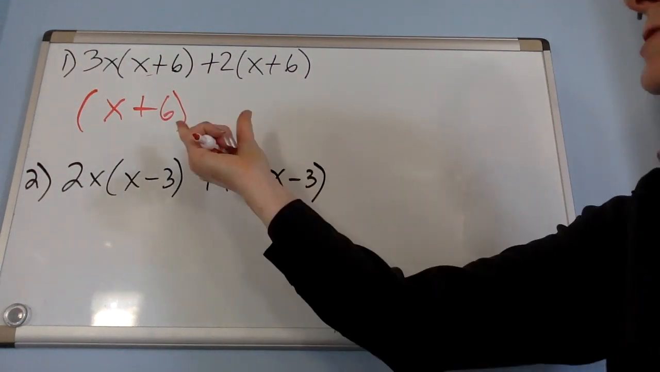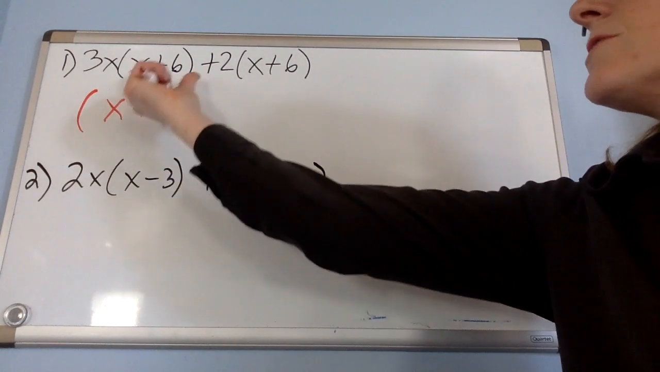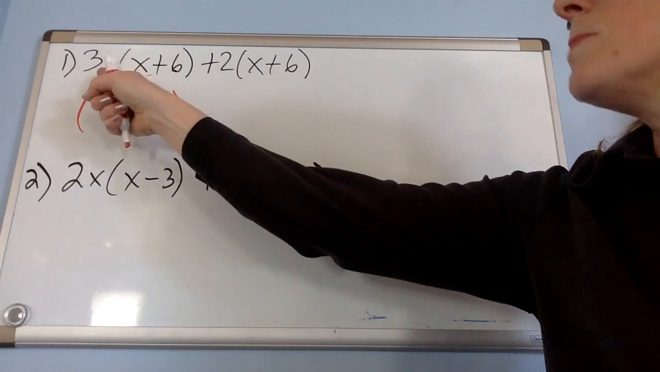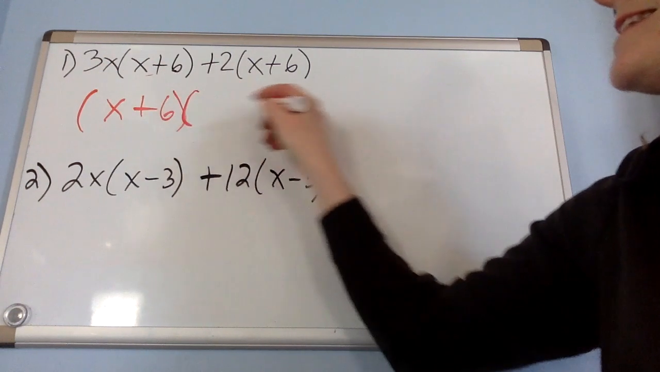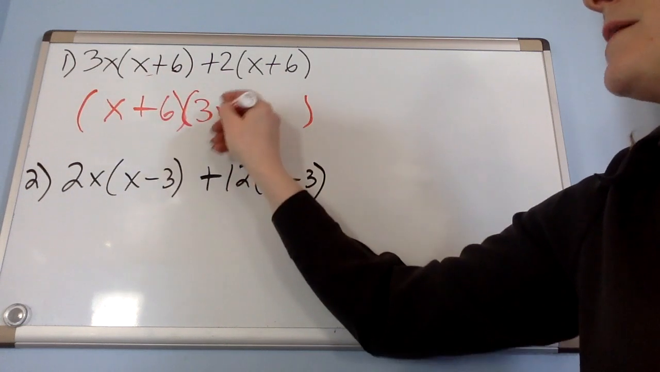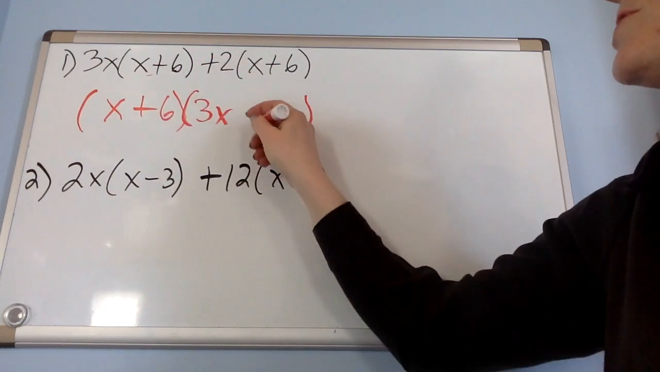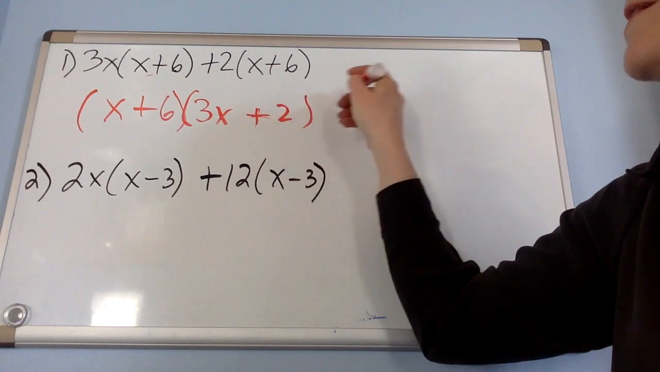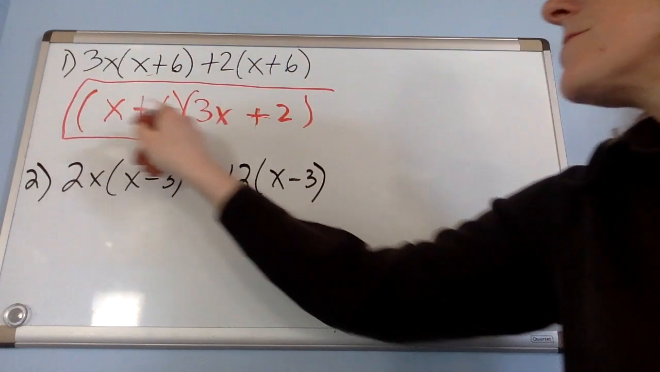And now I want to multiply that common factor by the two things that it's getting multiplied by, and put that in a separate set of parentheses together. So the 3x is getting multiplied by x plus 6 and the positive 2. So when I'm all done, this is my solution.